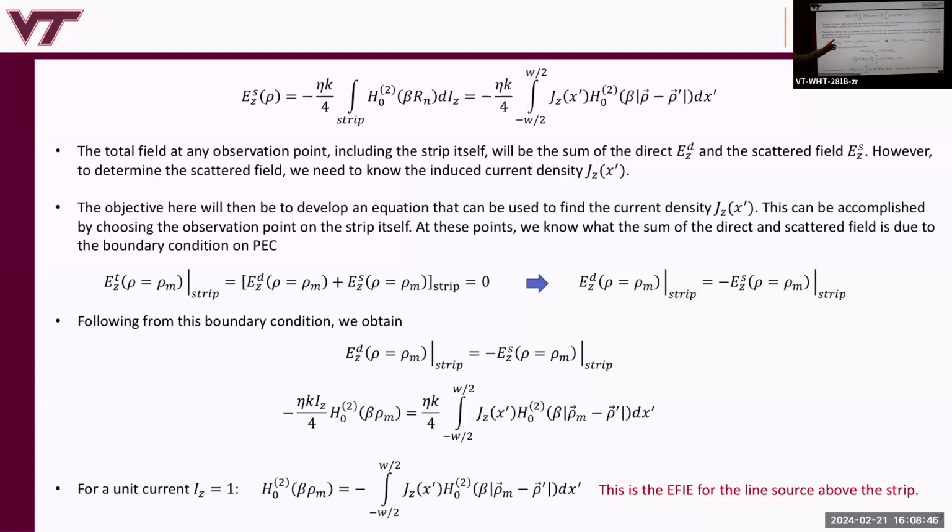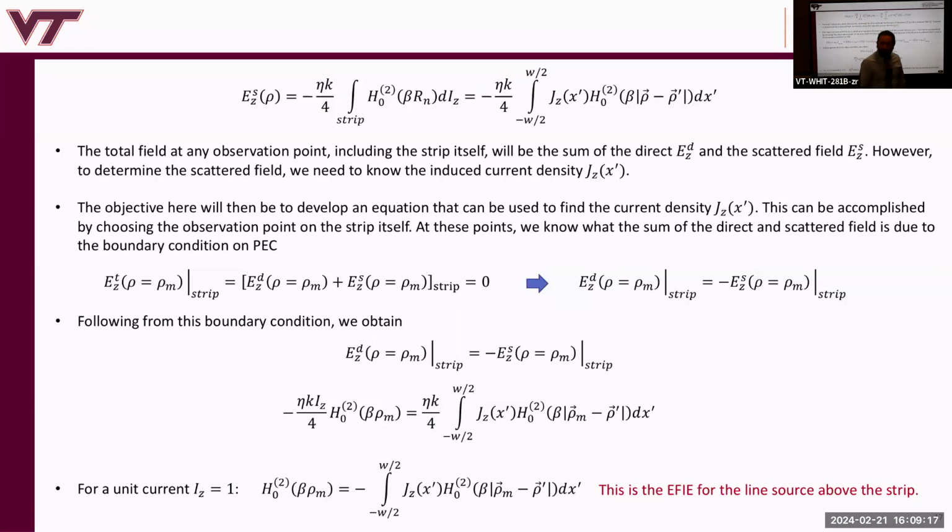This can be accomplished by choosing the observation point on the strip itself. So we need to develop an equation that we can use to solve for this current density, right? But what we have so far is just the scattered field. We want to find the scattered field, but we need to know the current density. So we don't know the scattered field, which is on the left-hand side. We do know what these constants are. We do know what our Green's function is, and we don't know what our current density is. So we're stuck. We have two unknowns on both sides. We don't know the scattered field. We don't know the current density.